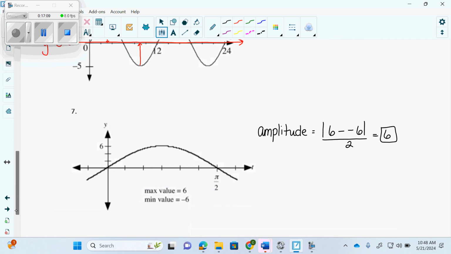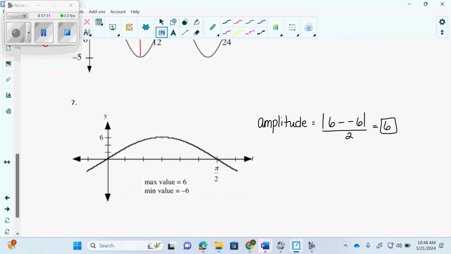Okay, this one has an amplitude of 6. So I count down 6. It has a minimum at -6. That's going to come along here. Count up 6. And I'm going to meet at, once again, y equals 0. Then we're going to flip over.